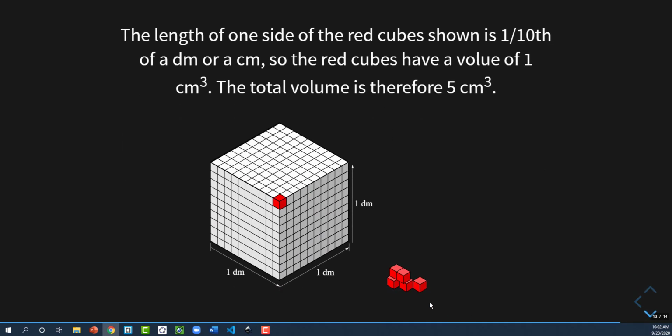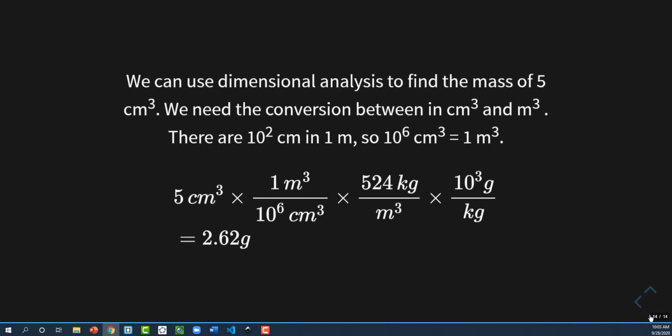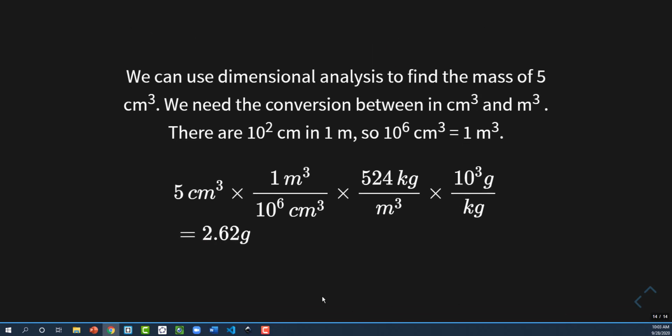So first, yes, we get that there's 5 cubic centimeters here, like we did before, and now comes the new part, letting the units solve the problem for us. So let's see what we're doing here. 5 cubic centimeters is the volume. I have to divide by 1,000,000 to get what fraction of a cubic meter it is. So I take 5 divided by 1,000,000. I have 5 times 10 to the minus 6. That's the number of cubic meters.